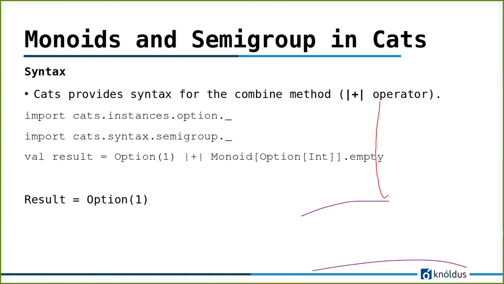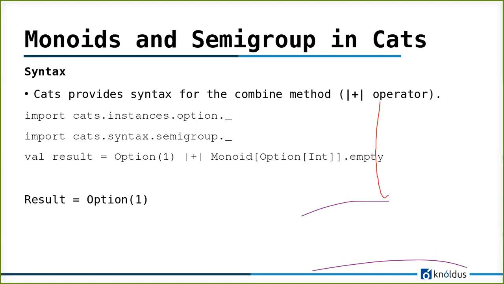Now let's look into the syntax, which is the pipe plus pipe operator that cats provide. In the example, if you look, import cats.syntax.semigroup gives us pipe plus pipe, which we call the combine operator. In the last line of the example, val result is Option of 1 pipe plus pipe, which is the combine operator again, and Monoid of Option of Int dot empty. Option of 1 is an optional value if you are familiar with Scala, and Monoid Option Int dot empty will give us a none. So when we combine both of them, it will give Option of 1. It is something like 1 plus 0, which is equal to 1.